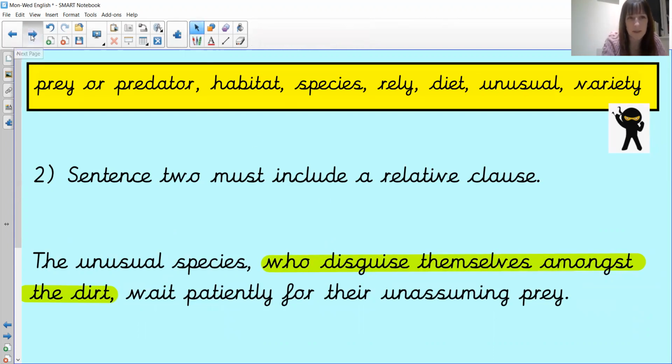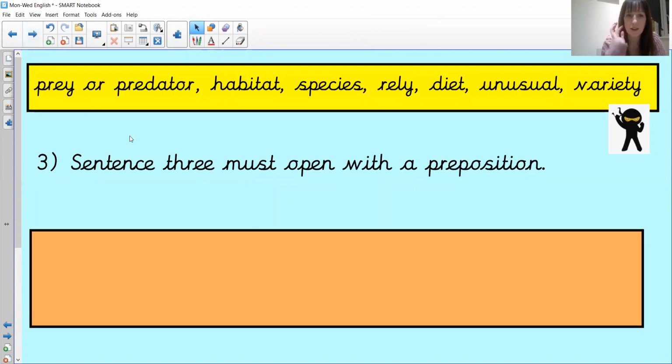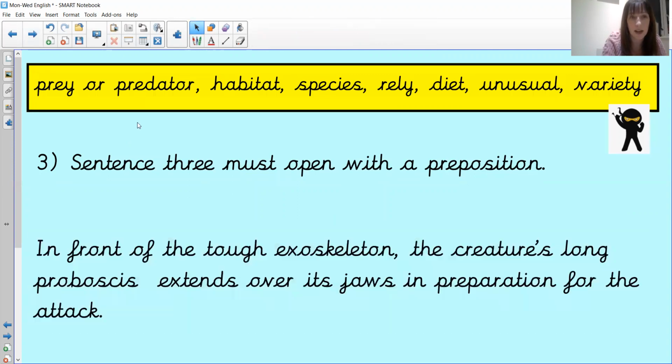Okay, let's go on to number 3. So sentence 3 must open with a preposition. So you're thinking about a positional word, where something is. So let's have a look what I wrote.